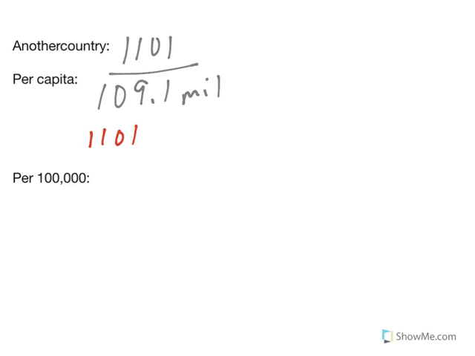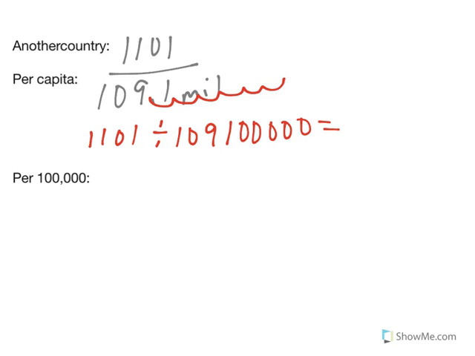All right, and the last one would be another country. Another country has 1,101 blue cars and 109.1 million people. So we have 1101 divided by 109.1 with 5 zeros, because again, 6 places for our million, and we end up with the nearest hundredth in scientific notation.